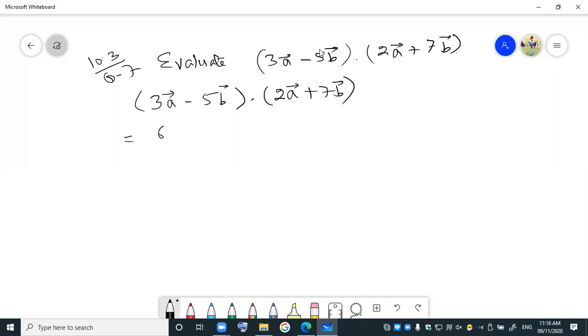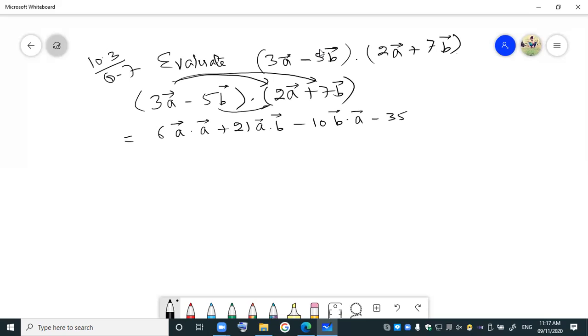So 3 2s are 6 A dot A. Then 3 sevens are 21, this will multiply with this. Then this will multiply with this. So 3 sevens are 21, A dot B. Then minus 5 2s are 10, B dot A. Then minus 5 sevens are 35, B dot B.